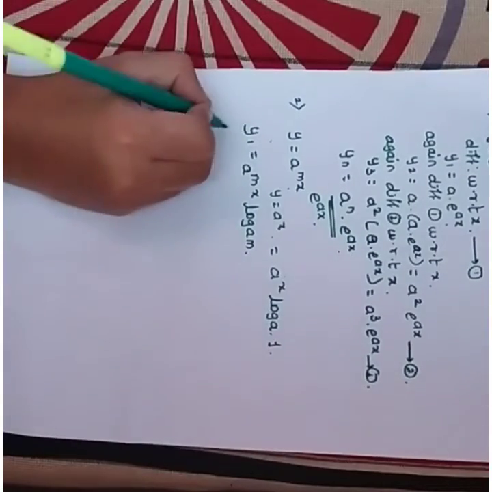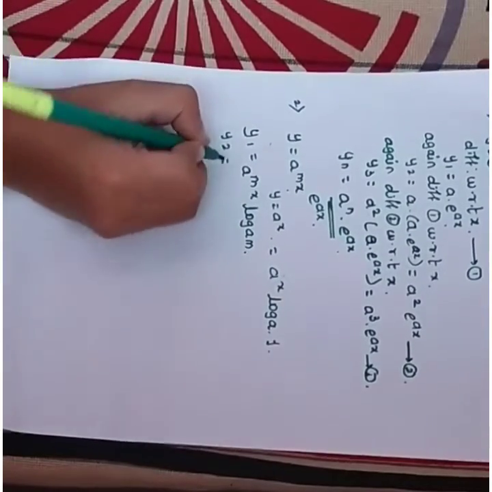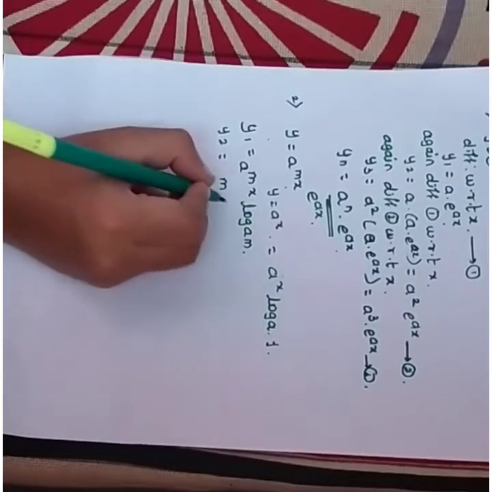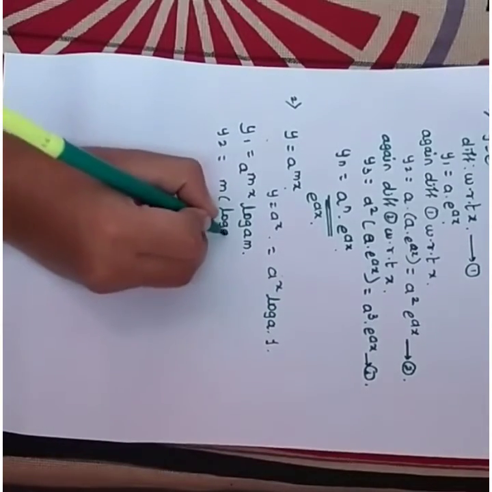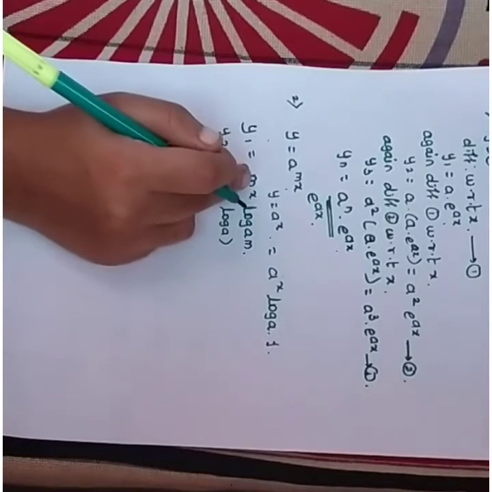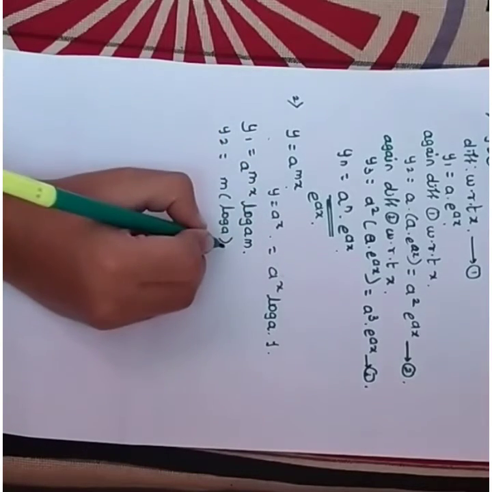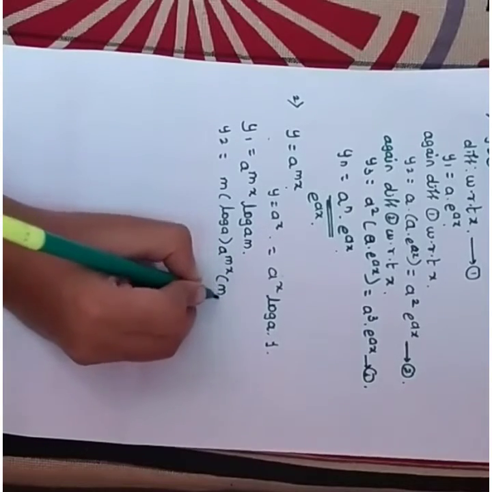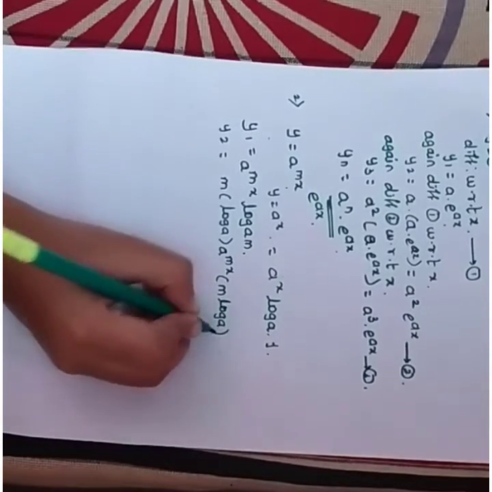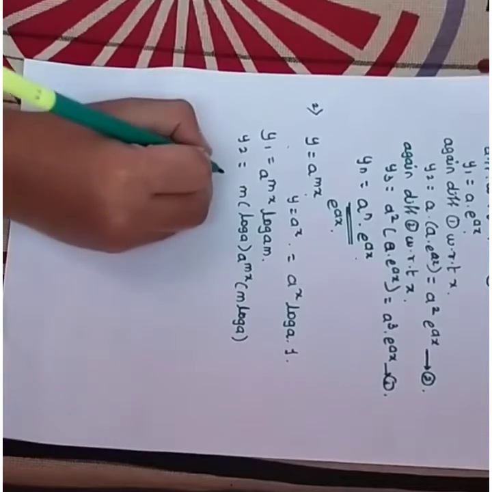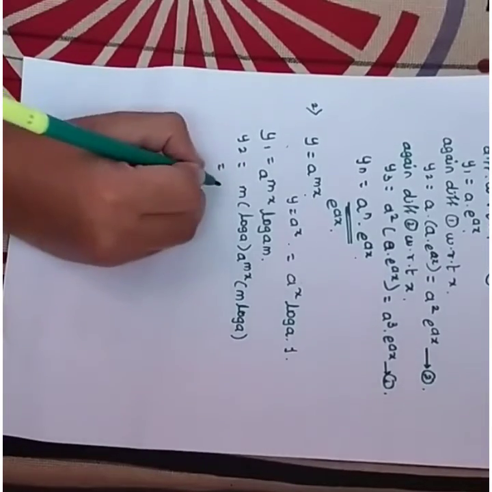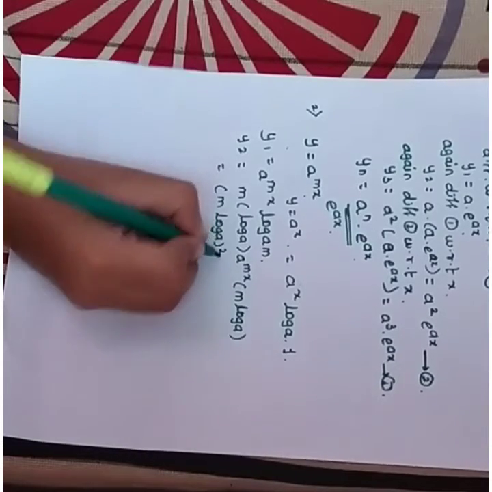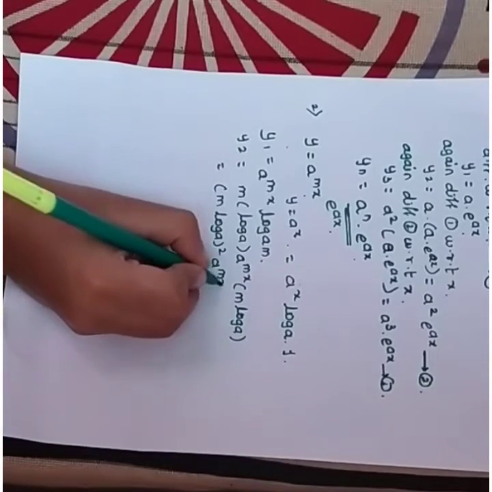We will move towards y2 is equal to, we'll keep this m as it is and this log a as it is, and again differentiating a raised to mx, we will get a raised to mx into m log a. Then this can also be written as m into log a whole square into a raised to mx.